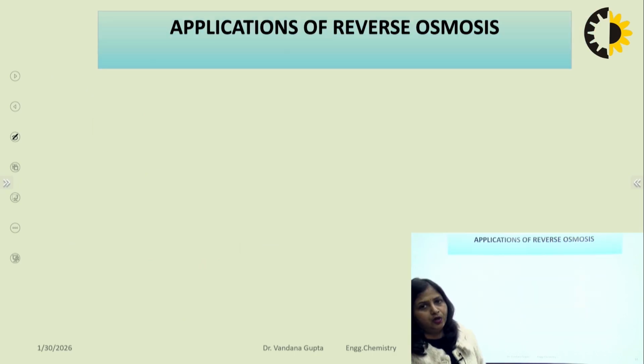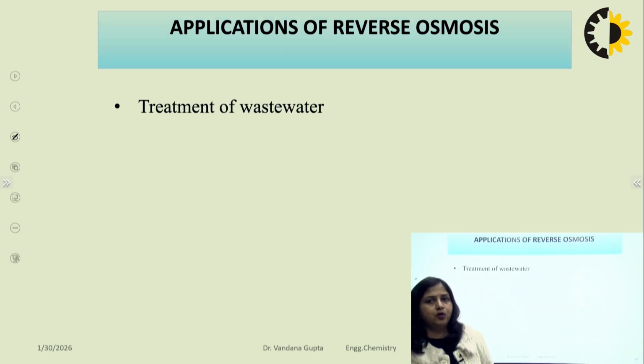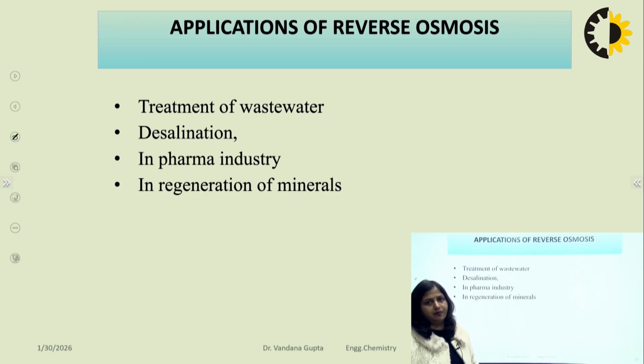Now the application of the reverse osmosis method, we use RO for treatment of wastewater, desalination in the pharma industry, or in regeneration of minerals.